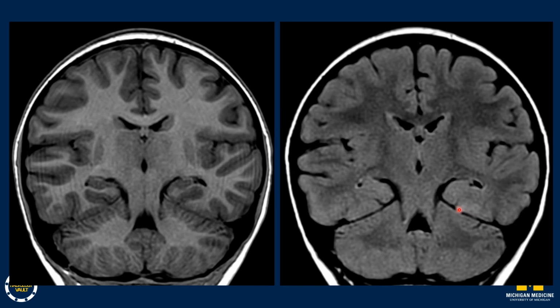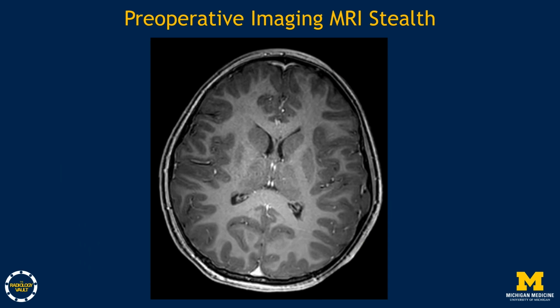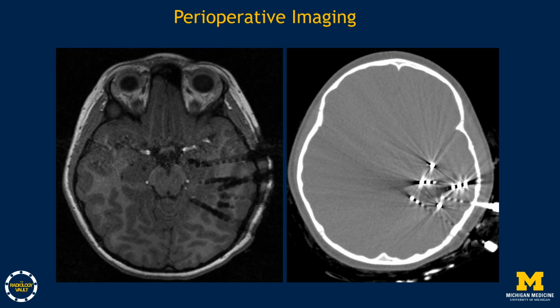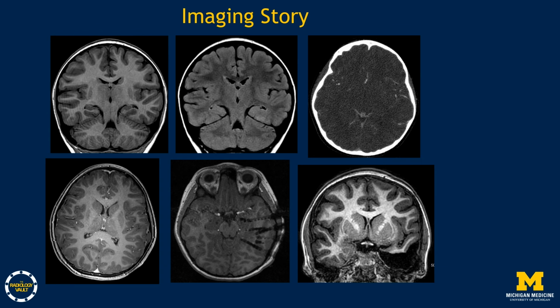Decision was made to pursue SEEG, and this is a CTA of the head for preoperative planning. Stealth MRI. This is a post-grid MRI showing the placement of the electrodes in the left temporal lobe, CT and MR. Initial postoperative imaging showed changes consistent with the left temporal lobectomy, as shown here and here. So this is the initial imaging story: the diagnostic imaging, preoperative imaging, perioperative imaging, and post-resection. But the story was not finished at this point.